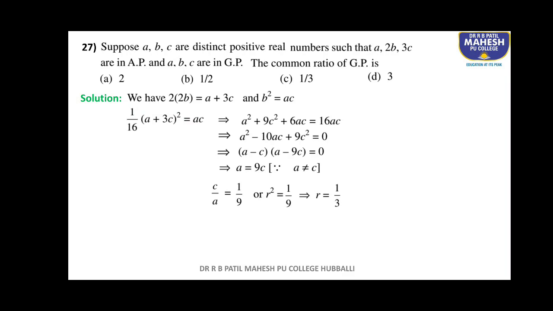Here we have to take only positive real numbers, because all are positive real numbers. Therefore we can consider only r is equal to 1 by 3, the positive number. We cannot consider r is equal to minus 1 by 3, because a, b, c are all greater than 0. Therefore the right option is C.